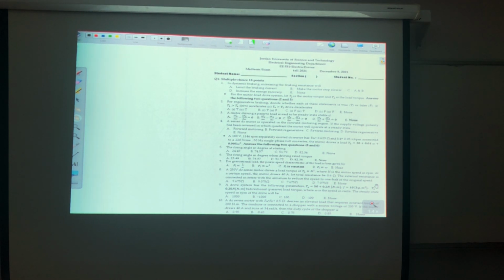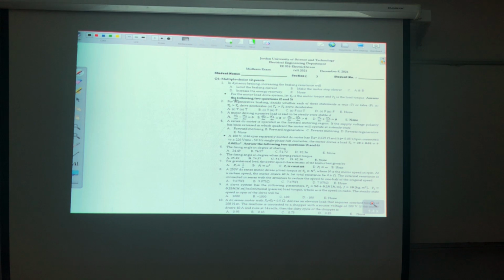So today I will try to solve the exam. As you can see, I projected the exam sheet to the slide, so I can solve it while you read the question. So let's start with the first part, which is the multiple choice.